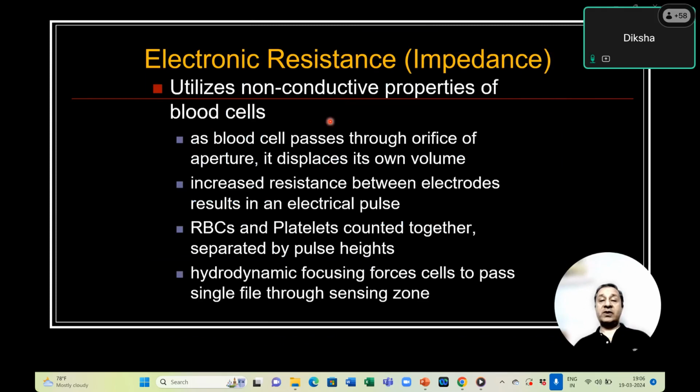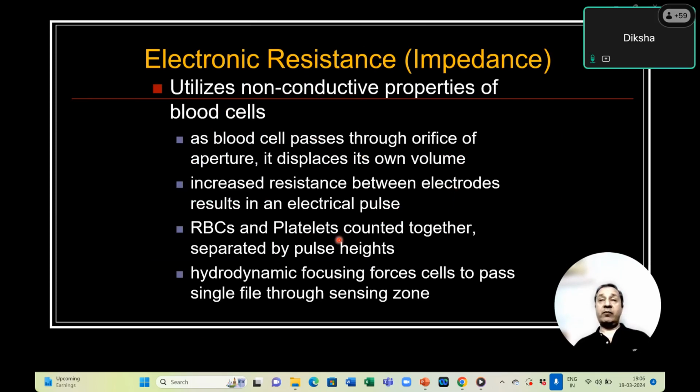So as I just mentioned a slide ago, electronic resistance or impedance basically is based on the fact that the blood cells are non-conductive for electrical current. And as the blood passes through the orifice of the chamber, it will impede the passage of the current. The resistance between the electrodes will increase, and depending upon the relative size, an electrical pulse will be generated, which will then define how many pulses came in.